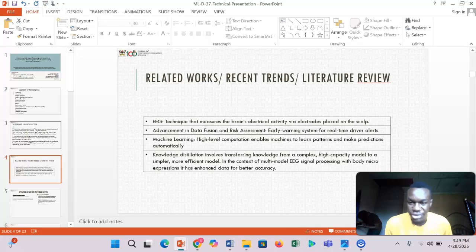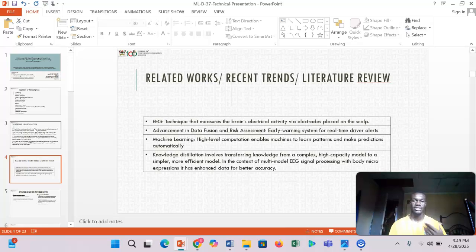So to move on to related works, we worked with the EEG, the technique that measures the brain electrical activity via electrodes placed on the scalp. So we can talk about the EEG headsets. Then the advancement in the data fusion risk perception early warning system, because earlier on the traditional systems were focusing mainly on the external components of the car, steering, eliminating the nerves, the emotions of the driver himself. So for us, that's what we are looking at.